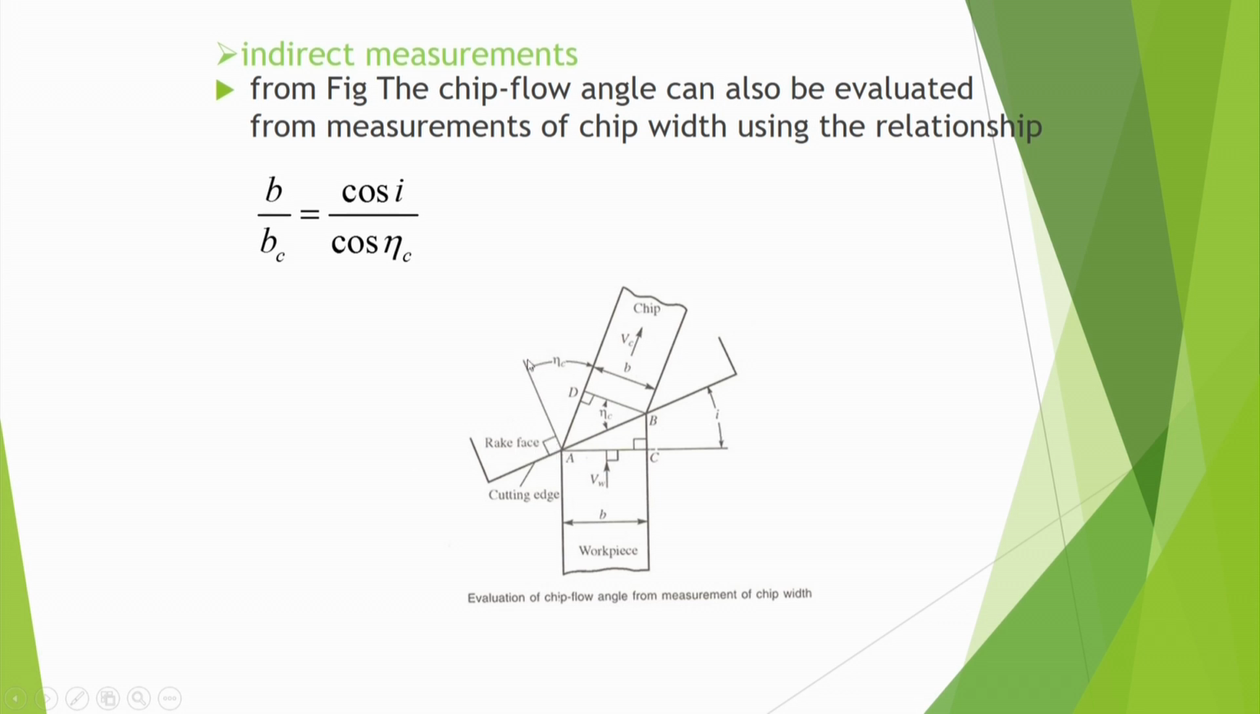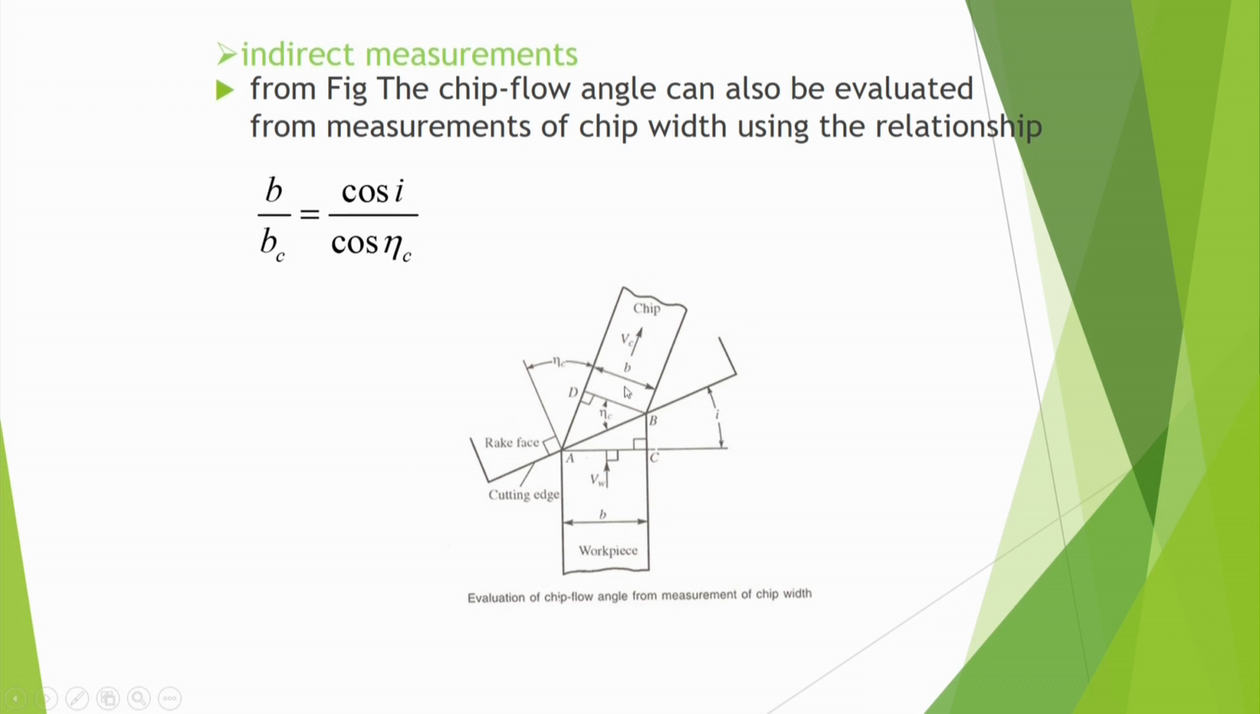So this is just perpendicular to the cutting edge on the rake face. That means the rake face is a figure like this. So this is the rake face, this one is 90 degrees, but your chip is flowing in this direction. So this angle is eta c on the rake face.